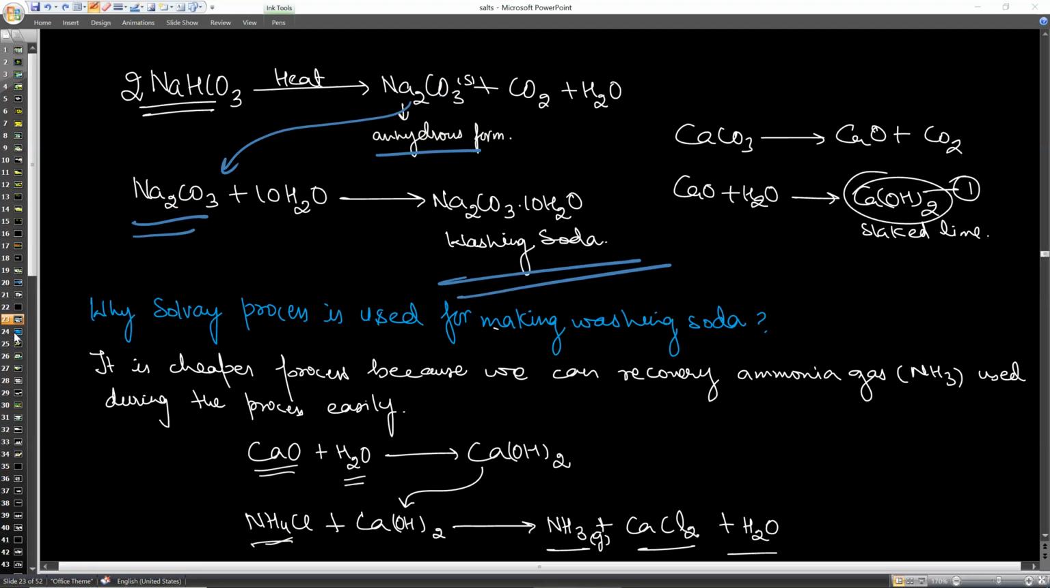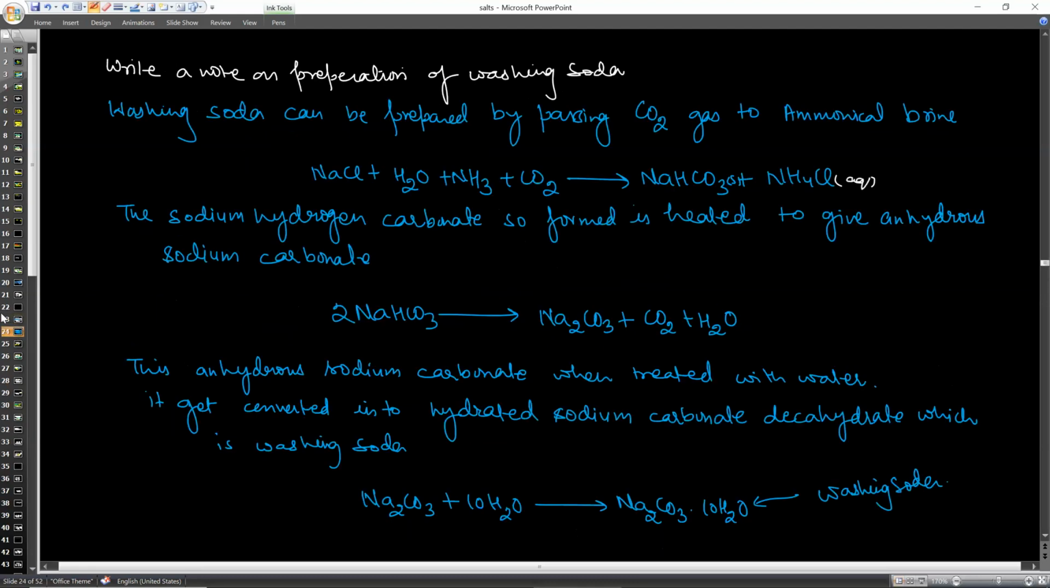So next, how is it prepared? Write a note on the preparation of washing soda. Note it down: washing soda can be prepared by passing carbon dioxide into ammoniacal brine, and these are the reactions. Write it down fast. Or take a screenshot of this, because you have to copy this in the homework.